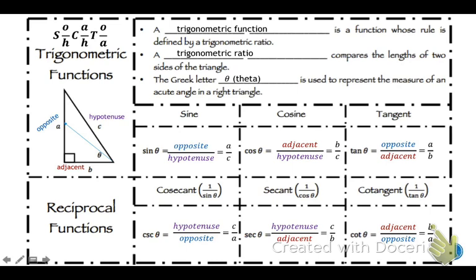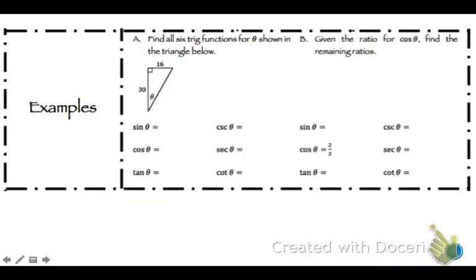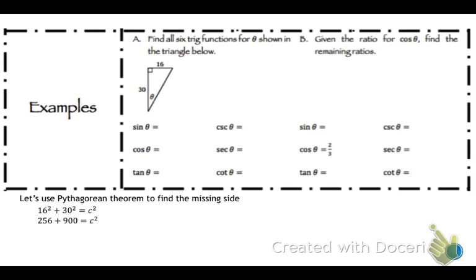Okay, now let's actually find some of these. So find all 6 trig functions for theta shown in the triangle below. Well, first we need to find our missing side, and we're just going to use Pythagorean theorem to find that. So we have 16 squared plus 30 squared equals c squared, which is 256 plus 900 equals c squared. 1156 equals c squared. Square root both sides, you get c equals 34. So I'm just going to label that 34.